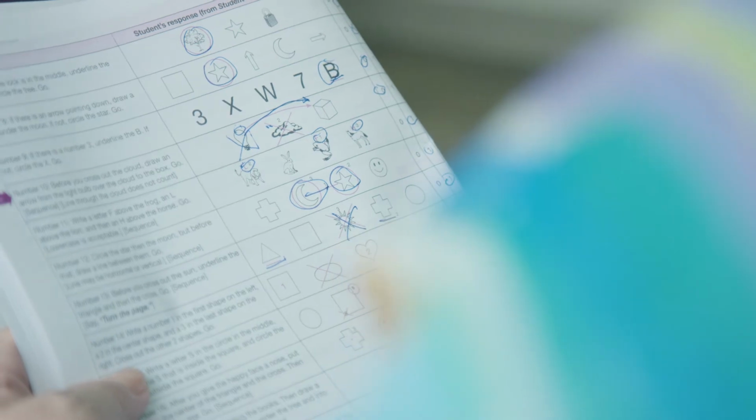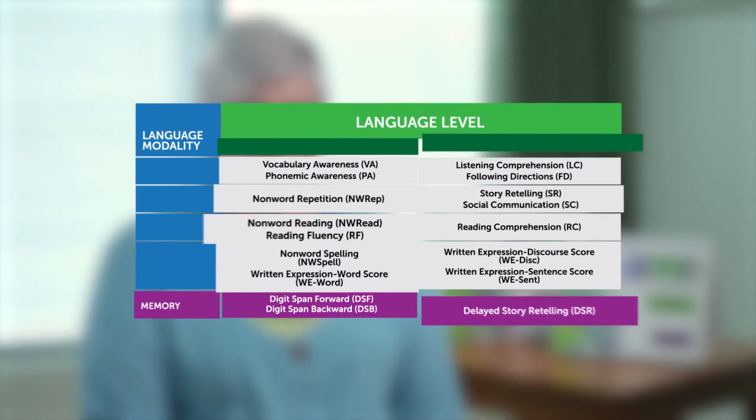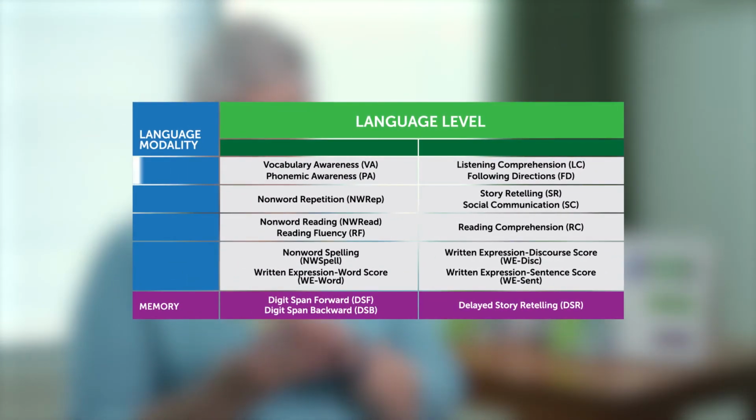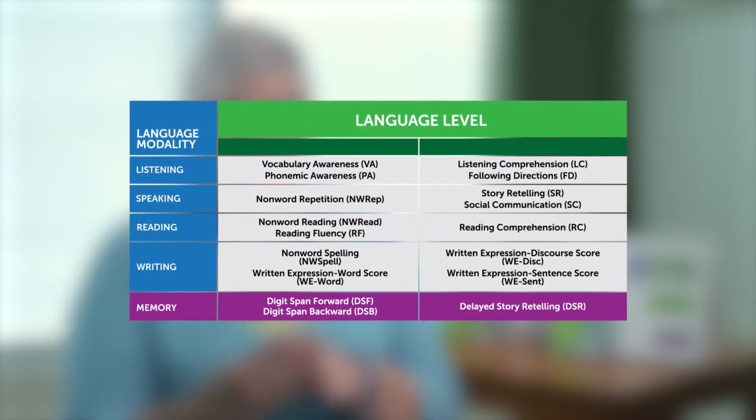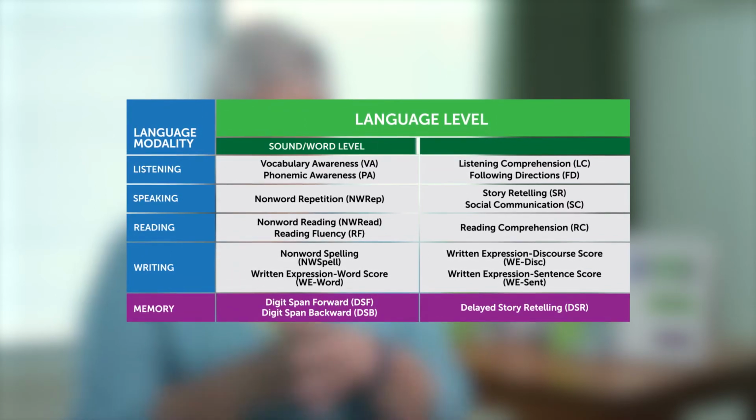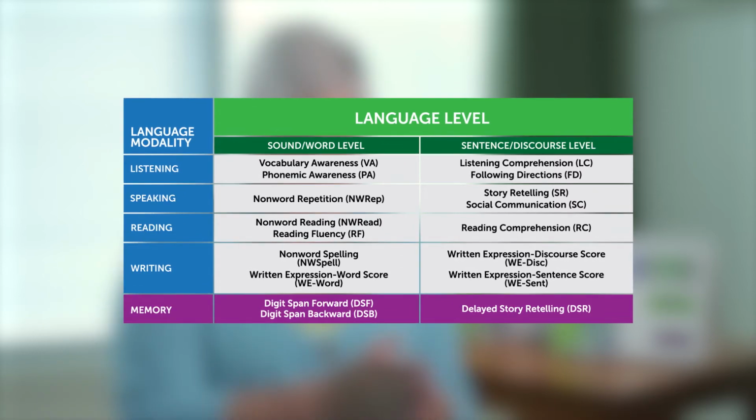The Test of Integrated Language and Literacy Skills is based on a model that's designed to assess the 4 modalities, listening, speaking, reading, and writing, at 2 language levels, the sound word level and the sentence discourse level.